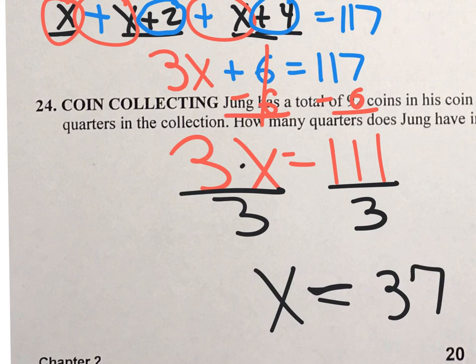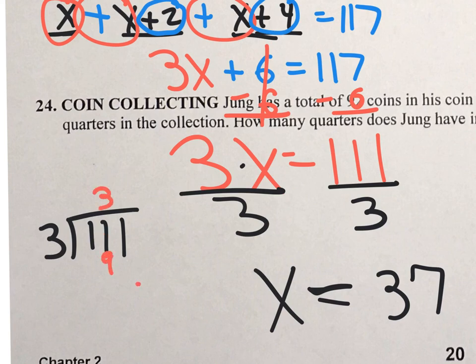37. If you didn't know or you don't have a calculator, go ahead and do 111 divided by 3. So you think 3 goes into 11 how many times? 3 times 3 gets you close. That's 9. Subtract, you'll have a 2. Bring down the 1. 3 times 7 is 21. That's how we got 37 as an answer right there.